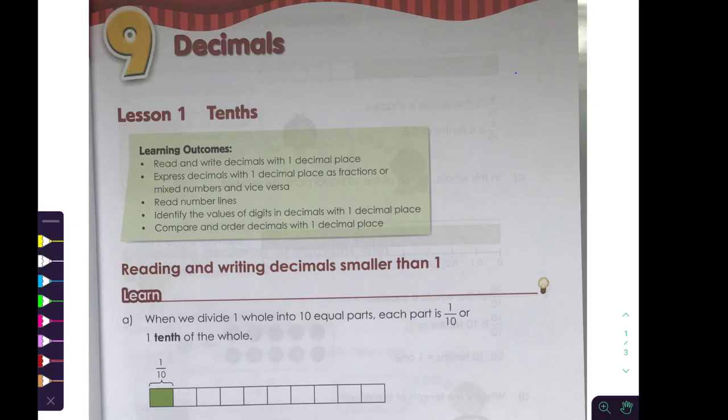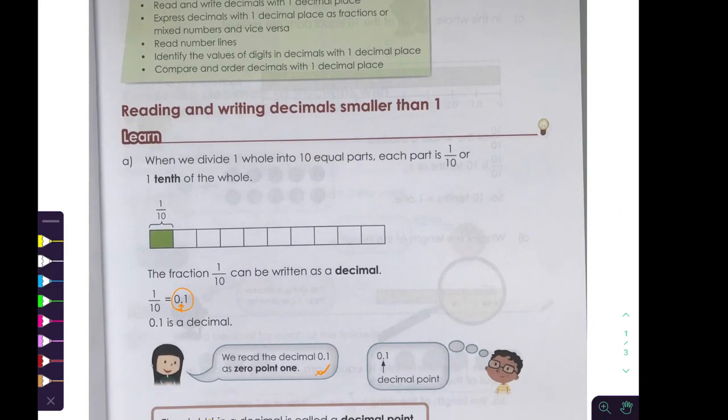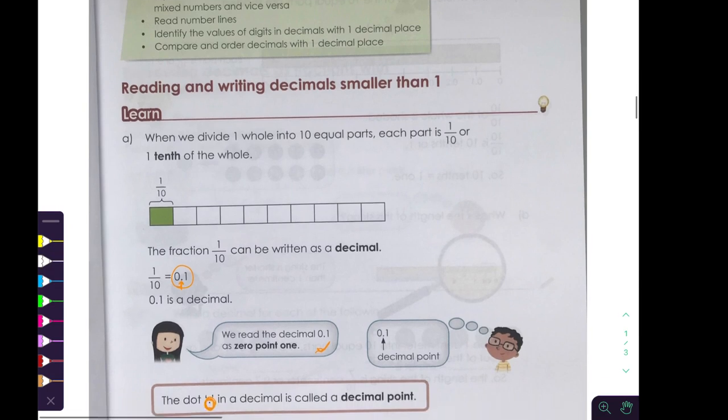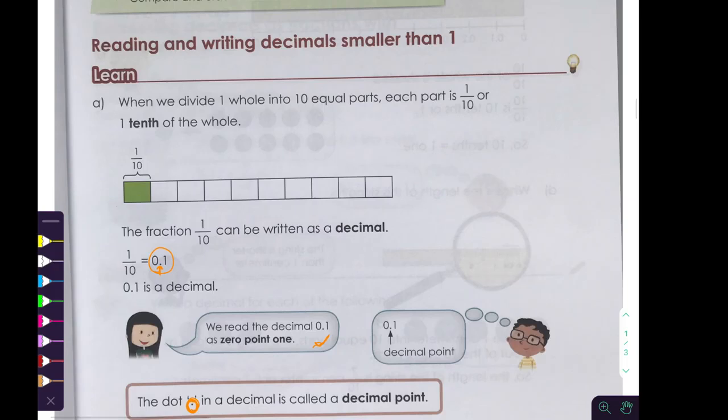Okay, we're going to start Chapter 9, Decimals, Lesson 1. Reading and writing decimals smaller than 1. So this is what we're going to learn today. When we divide one whole into 10 equal parts, each part is 1/10 or one tenth of the whole. Okay, what does that mean?